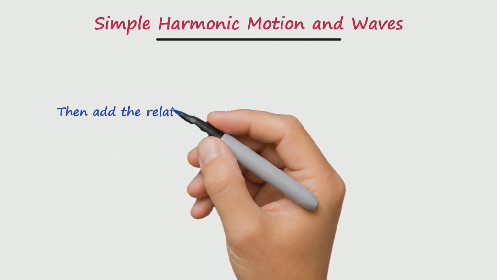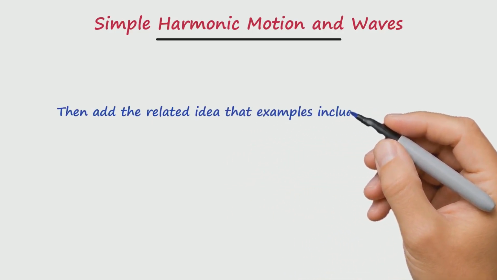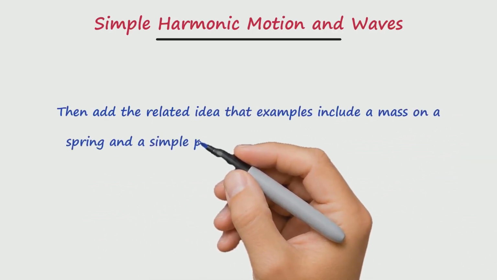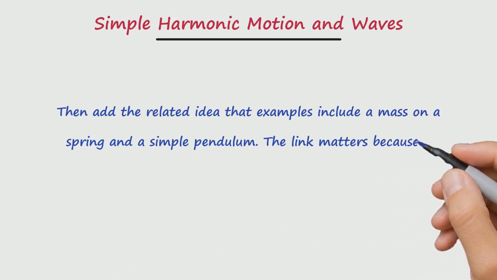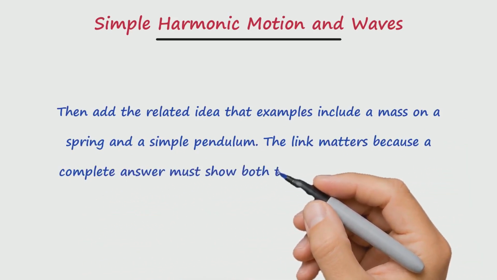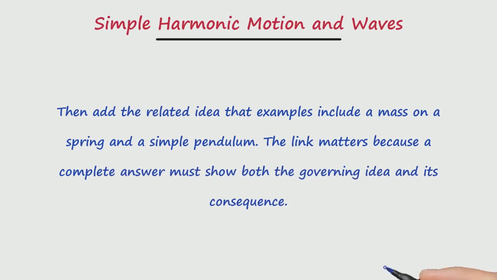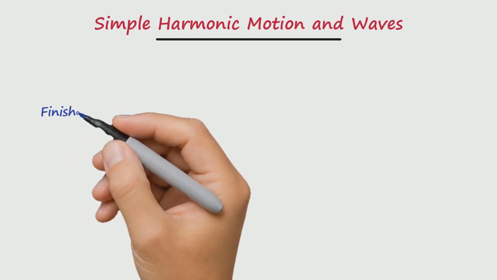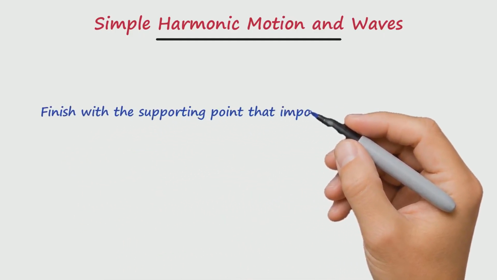Then add the related idea that examples include a mass on a spring and a simple pendulum. The link matters because a complete answer must show both the governing idea and its consequence. Finish with the supporting point: important terms.